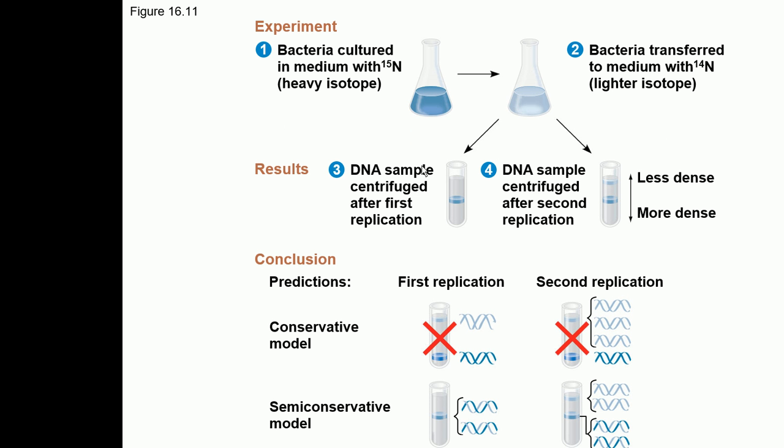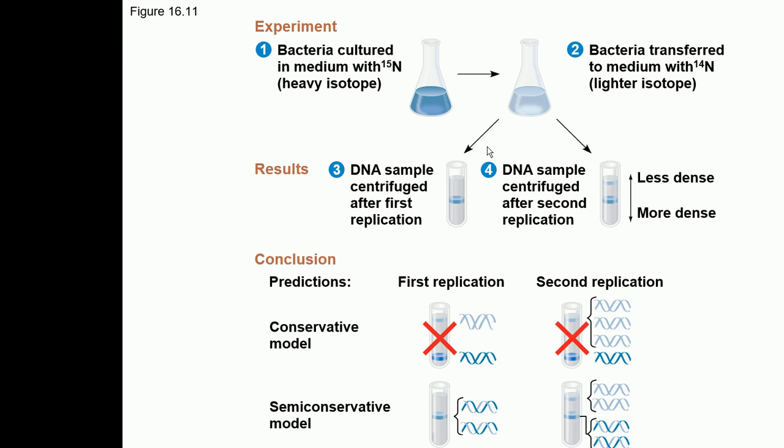So if you see here, this is the way they're getting. So they are getting this one band, which is the same here, which was there in the last cycle also. So this is the hybrid molecule, one old strand, one new strand, one having N15, another having N14.